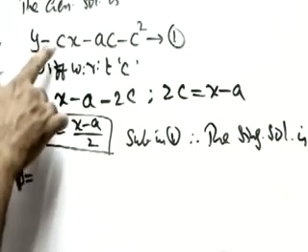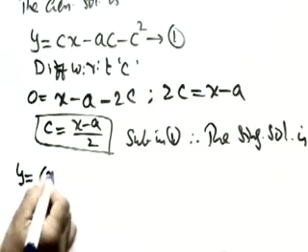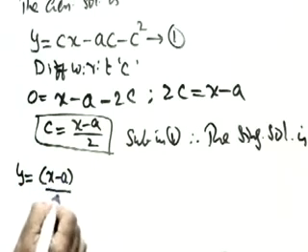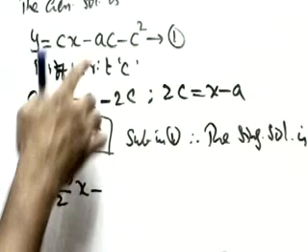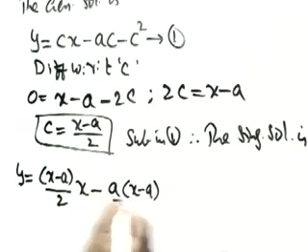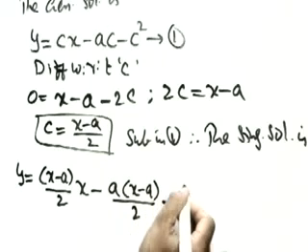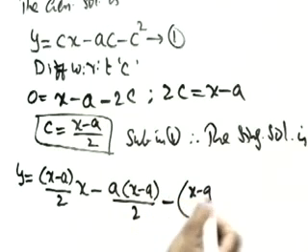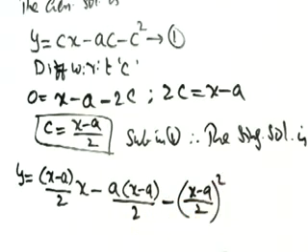is, now let me substitute this, y equals c. We just got the value of c, x minus a by 2, into x minus a, into again c, which is x minus a by 2, minus c square means x minus a by 2 whole square.